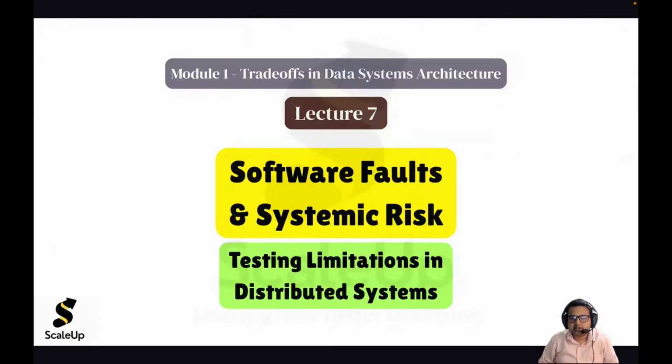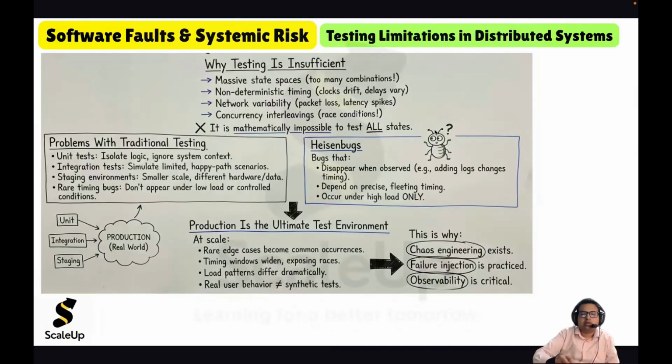Testing limitations in distributed systems. Why is testing insufficient? In distributed systems, testing is insufficient. Testing is an essential safety net, but in the world of complex distributed systems, it is a statistical filter, not a guarantee of correctness. Ideally testing would be a guarantee of correctness, but unfortunately, in distributed systems, it is not. There are testing limitations.